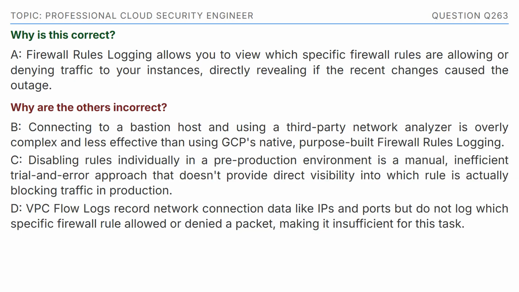Why are the others incorrect? B. Connecting to a bastion host and using a third-party network analyzer is overly complex and less effective than using GCP's native, purpose-built firewall rules logging. C. Disabling rules individually in a pre-production environment is a manual, inefficient trial-and-error approach that doesn't provide direct visibility into which rule is actually blocking traffic in production. D. VPC flow logs record network connection data like IPs and ports but do not log which specific firewall rule allowed or denied a packet, making it insufficient for this task.